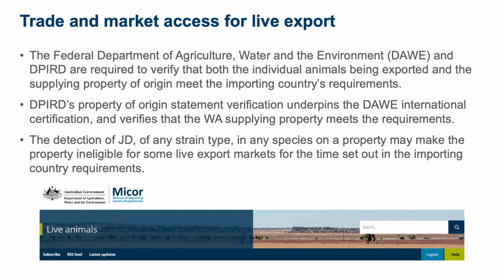We've excluded cattle from export before because of JD detections in sheep on the same property. Please contact DPIRD at Livestock Biosecurity at dpird.wa.gov.au if you have any queries whether your property meets any market-specific eligibility requirements.